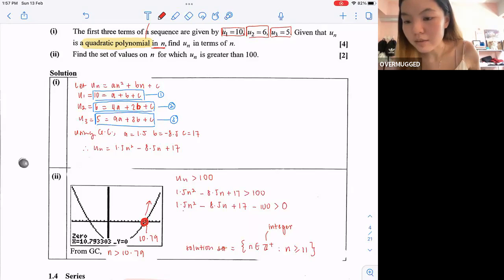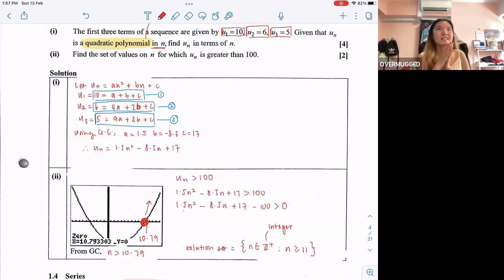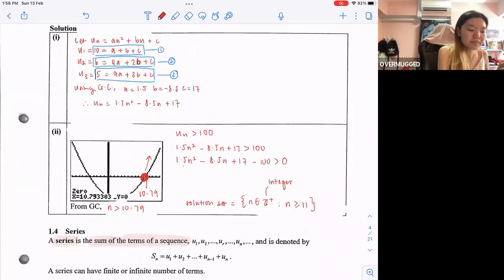Oh, how do you get the value without GC? Okay, unfortunately, I don't think you cannot. Yeah, you can probably let 1.5 n squared minus 8.5 n plus 17 minus 100 and solve it like how you would any other quadratic equation. Then you probably have to use your x equals to minus b plus or minus square root of, right? So you treat this as a quadratic equation. Okay, and then you find the values of n.